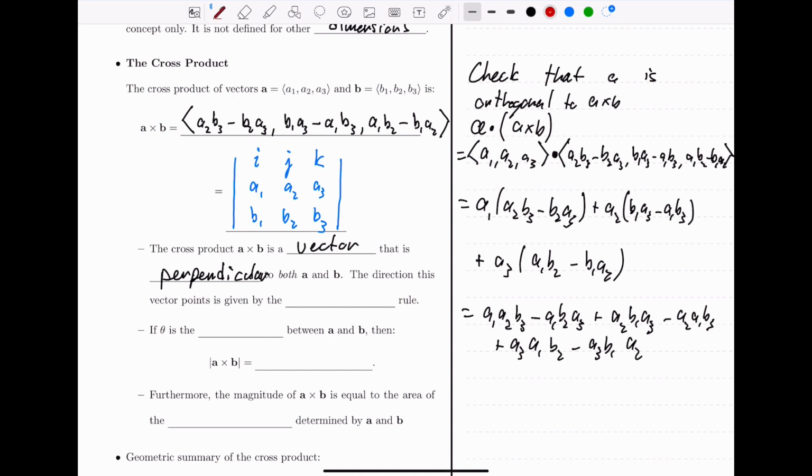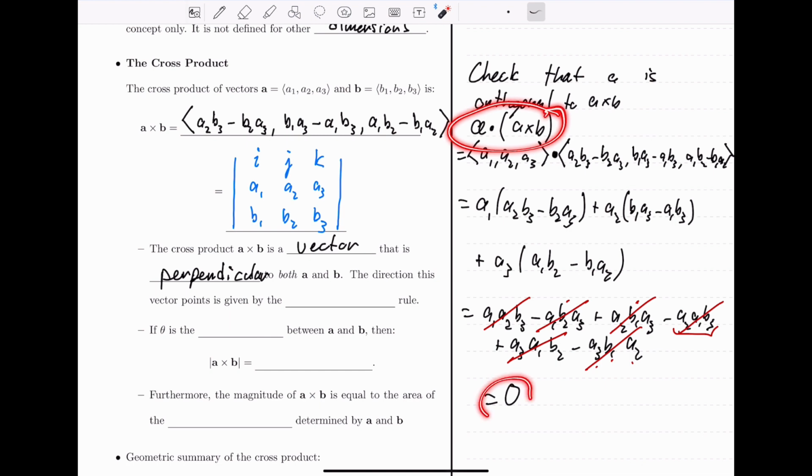Now watch how things cancel. A1, A2, B3, that's A1, A2, B3, just written in a slightly different order. A1, B2, A3, I can cancel by A1, B2, A3 right here. Again, just slightly a different order in the product. A2, B1, A3, A2, B1, A3, those cancel out. We are left with 0. The dot product of A with A cross B is 0. That means that A is perpendicular to the cross product.